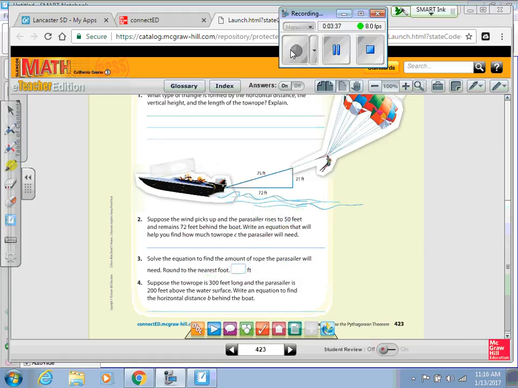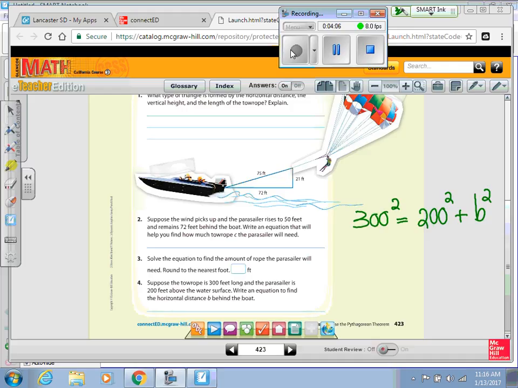Okay, so if we try number 4, it says suppose the tow rope is 300 feet long, which remember is our hypotenuse, the rope, 300 feet long, and the parasailer is 200 feet above the water. So we know that the height is 200 feet, but we don't know the horizontal distance. So we are designating that B.